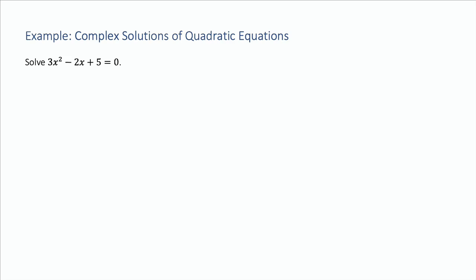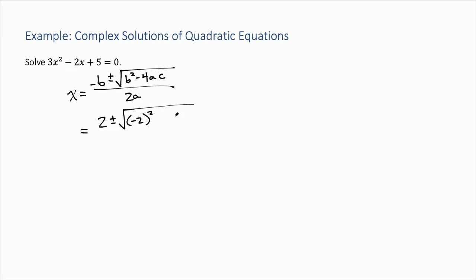To solve this quadratic equation, we can use the quadratic formula. We have x equals negative b plus or minus the square root of b squared minus 4ac over 2a. b is negative 2, so negative b is 2 plus or minus the square root of negative 2 squared minus 4 times a, which is 3, times c, which is 5, all over 2 times a, which was 3.